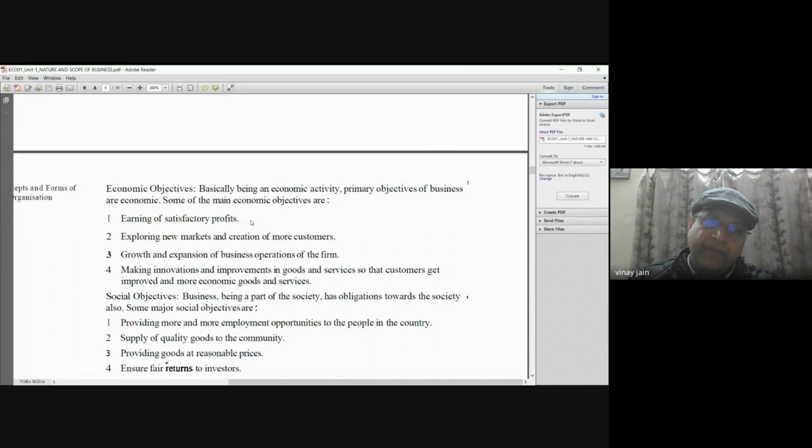profit. Then guys, second category is social objective. So you are fulfilling the demand of the society, and you are doing a kind of business which is not harming the society, so therefore you are fulfilling the objective of the society as well, like providing more and more employment opportunity to the people of the country. So this is also a kind of social cause of the business.